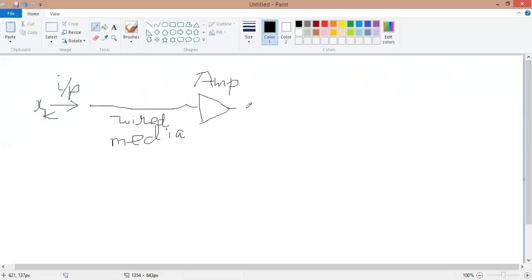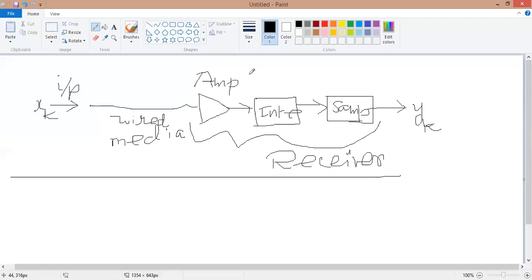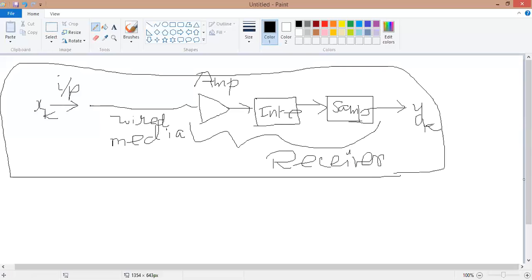When I do this using an amplifier, after that you need one integrator. You need one sampler. And ultimately you will get your output, right? The output may be like yk. So this portion is our original receiver section. Okay, so we have understood the basic block diagram. Now, because of this attenuation, we have applied this amplifier in the block diagram. So all of these, I mean to say, accumulation after attenuation, are accounted in our h.